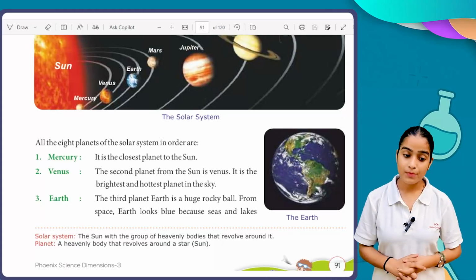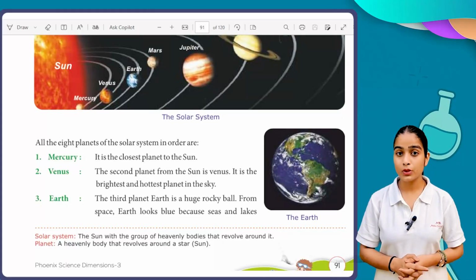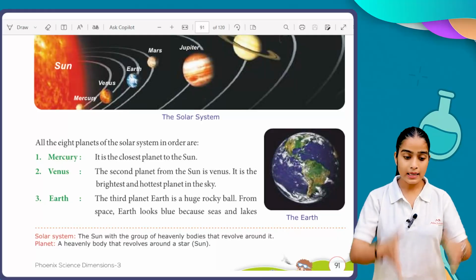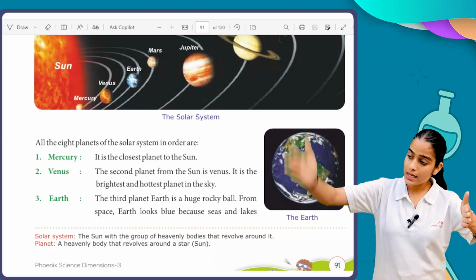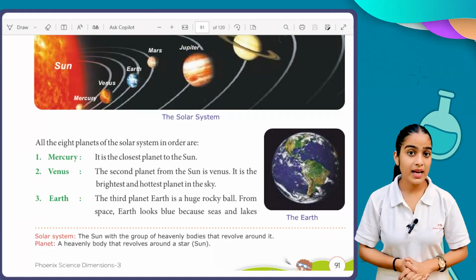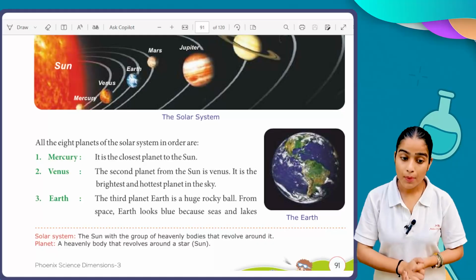So first we have Mercury. It is the closest planet to the sun. So what we understand, this is our sun, and now we are reading about which one is closest, then next, then next, like this. So the closest planet to the sun is Mercury.